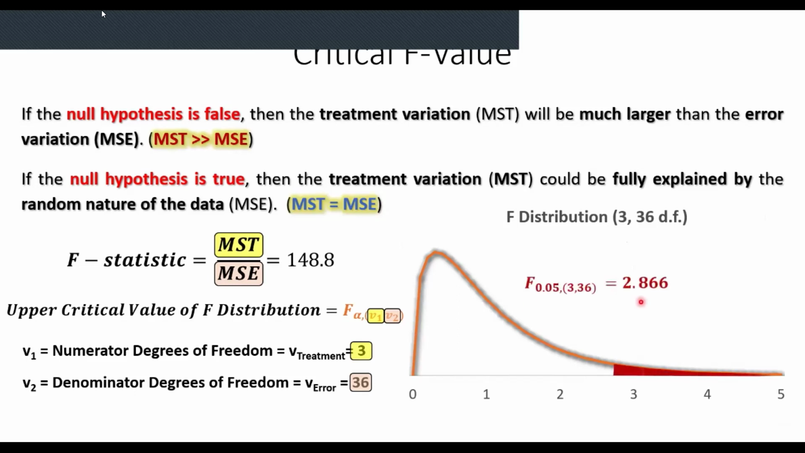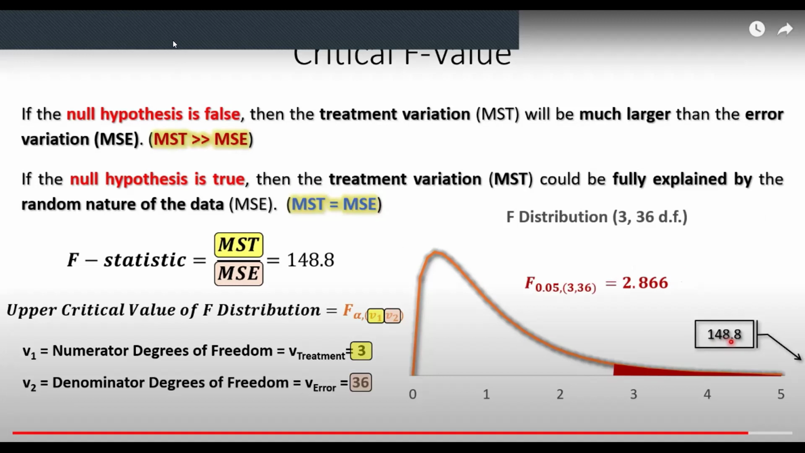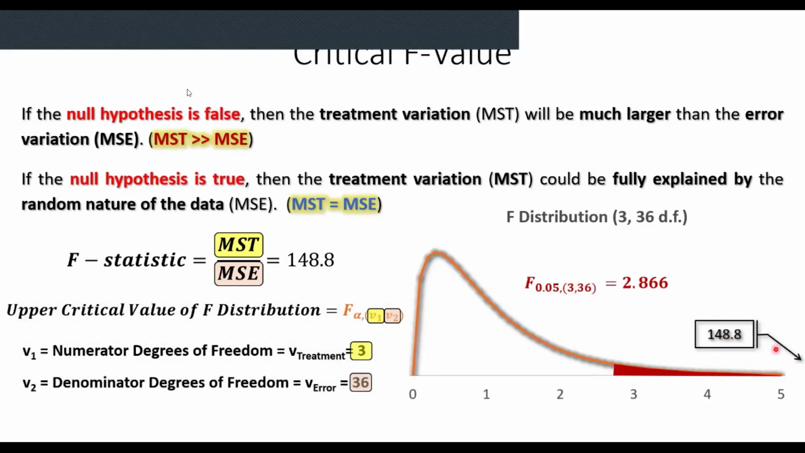Now, you can look up your critical F value at 5% significance level. You can calculate it in Excel, or you can look it up on the NIST website. When you look it up, the critical F value that forms the rejection region of our hypothesis test is 2.866. I've shaded that in red here. Any F statistic greater than 2.866 would mean that we have to reject the null hypothesis. In our particular case, our F statistic is huge. It's 148.8. It's way off the slide, way off to the right.